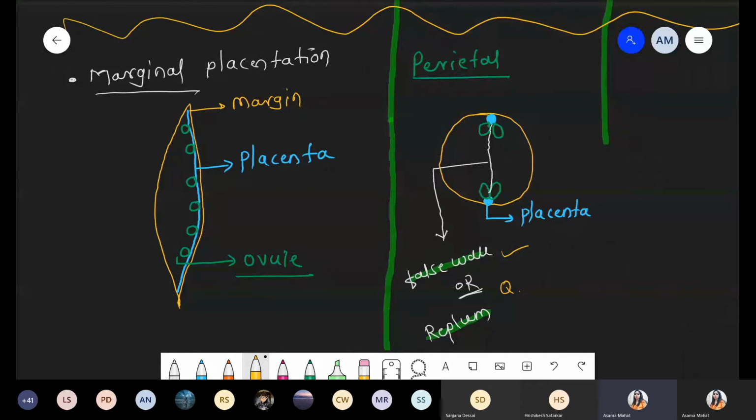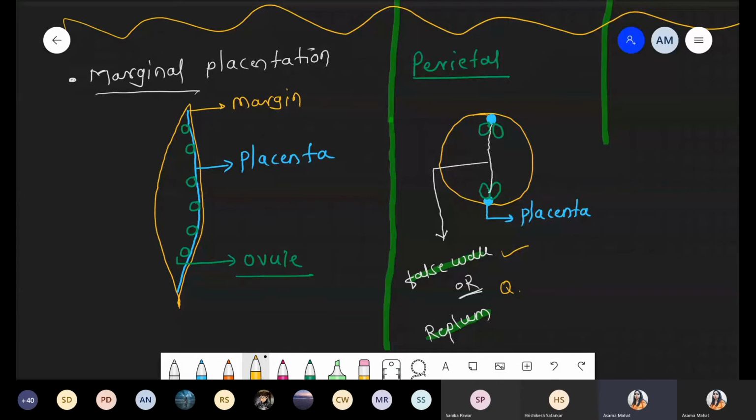When we crush it slightly, it will break along the false wall, no? It's not break actually. It gets separated from the false wall. We won't call it break, it's getting separated. Yes, it is separated. You just crush the mustard seed, you will get a clear-cut idea. Got it?